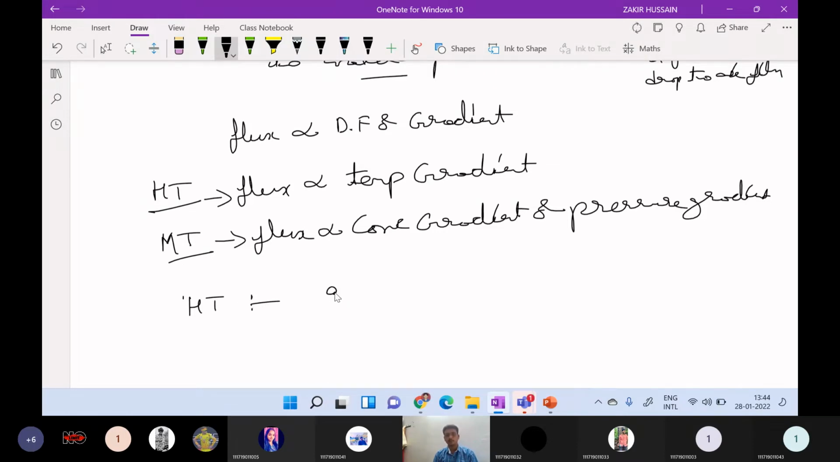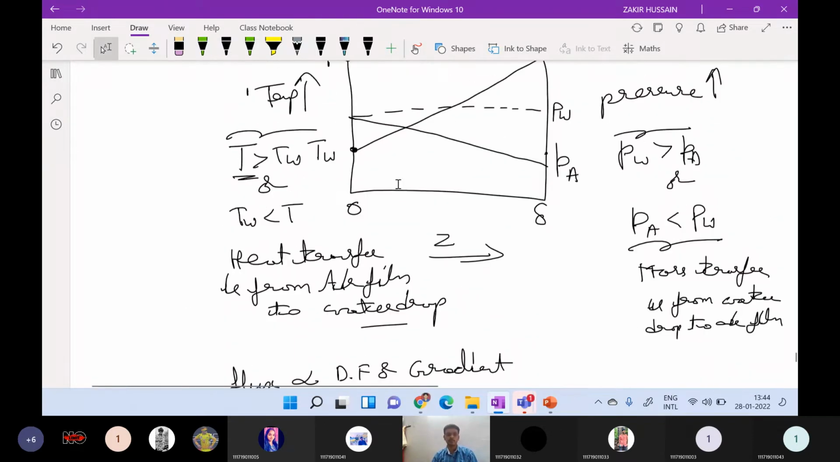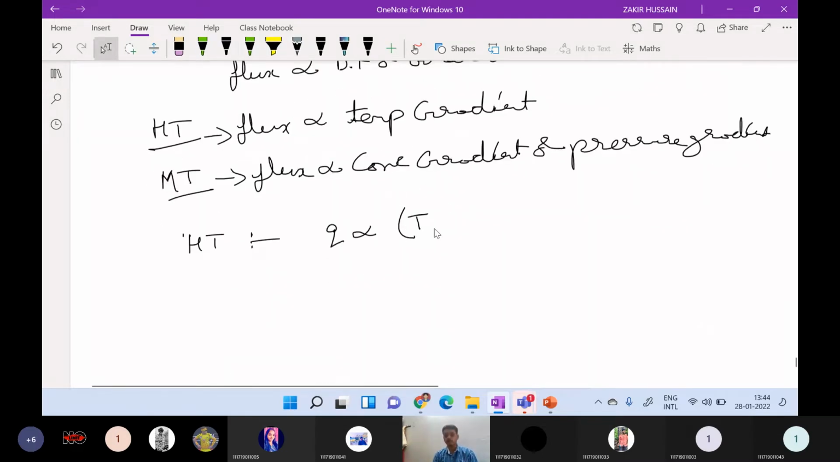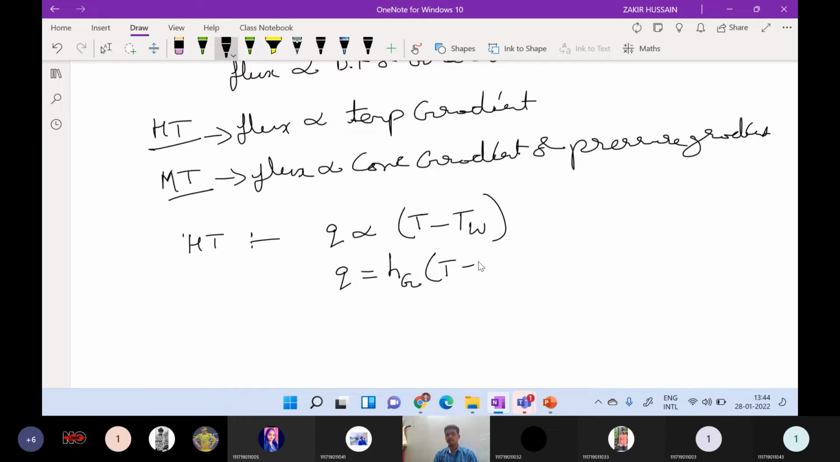So for example, in heat transfer, the flux is denoted by Q. Q is directly proportional to the temperature gradient. Which temperature is higher? T is higher, TW is lower. So it cannot be negative. That's why we write higher minus lower. Q is directly proportional to T minus TW, in which the proportionality constant is nothing but the heat transfer coefficient in the gas, Hg. So Q equals Hg times T minus TW.